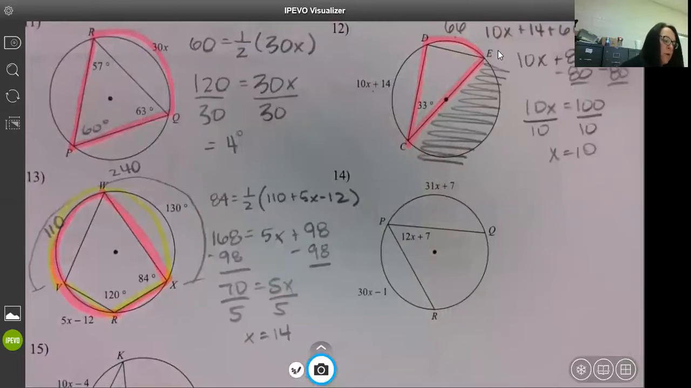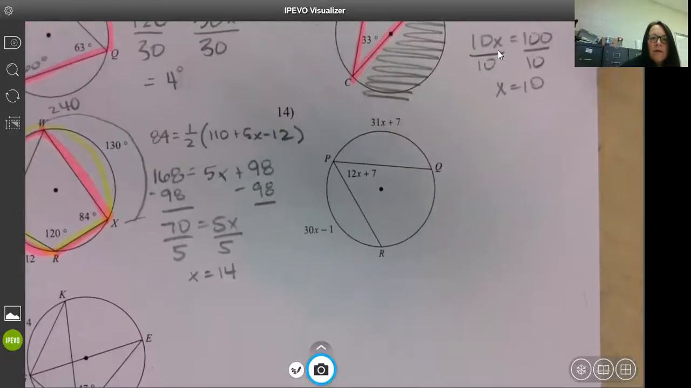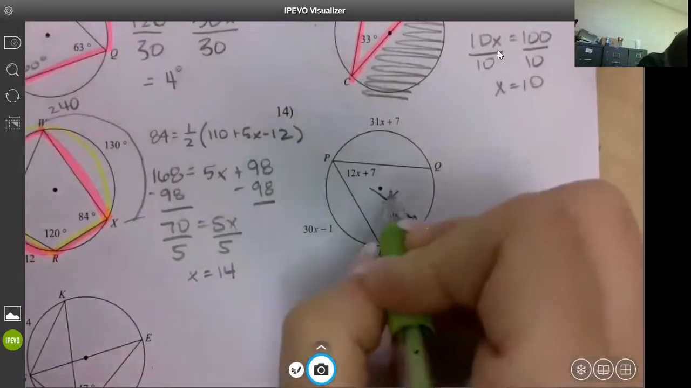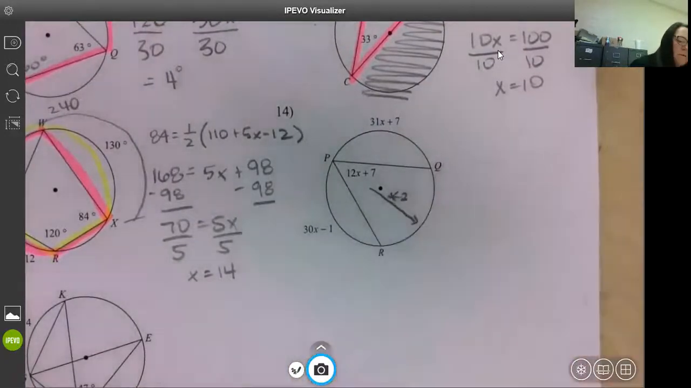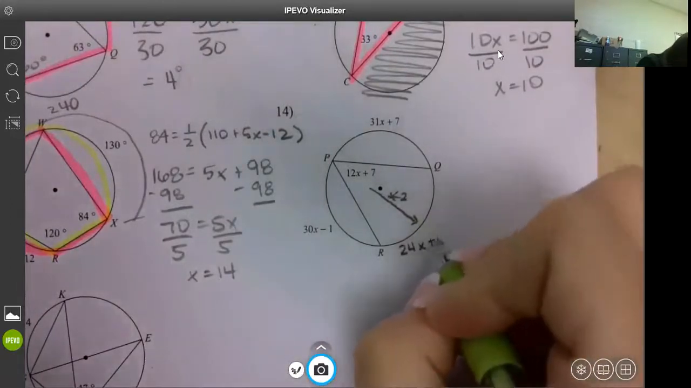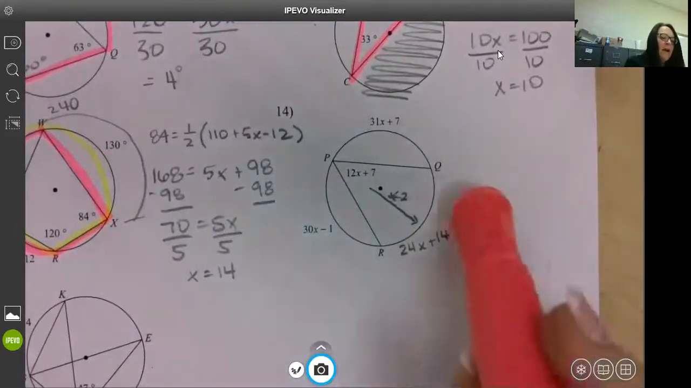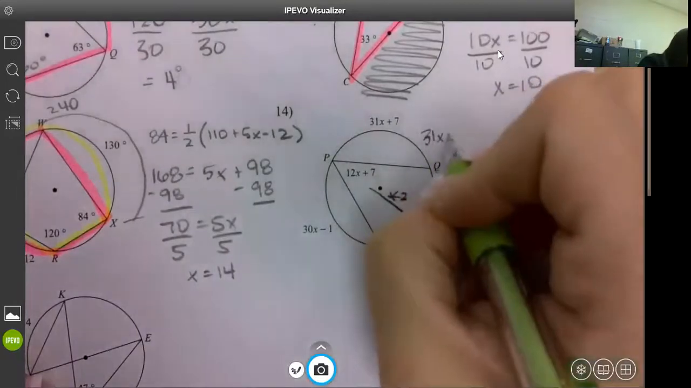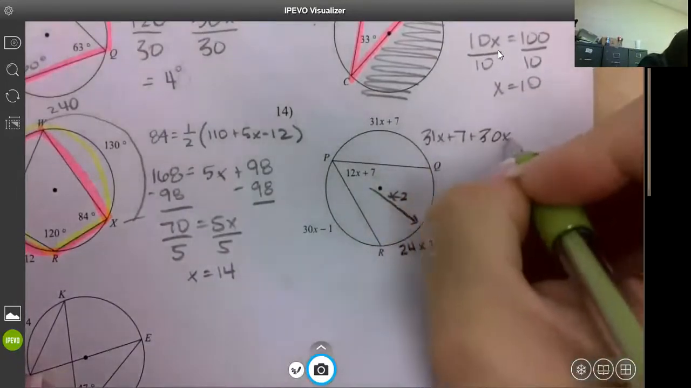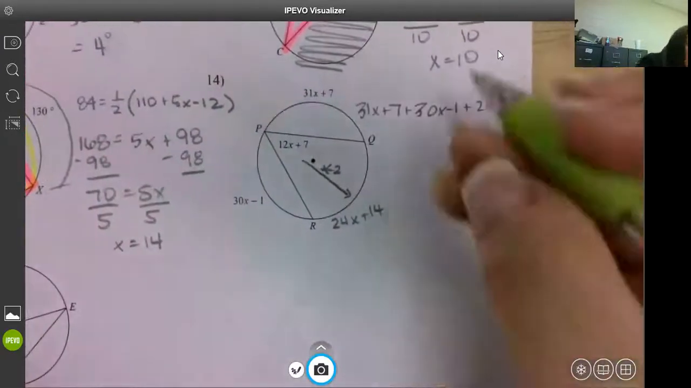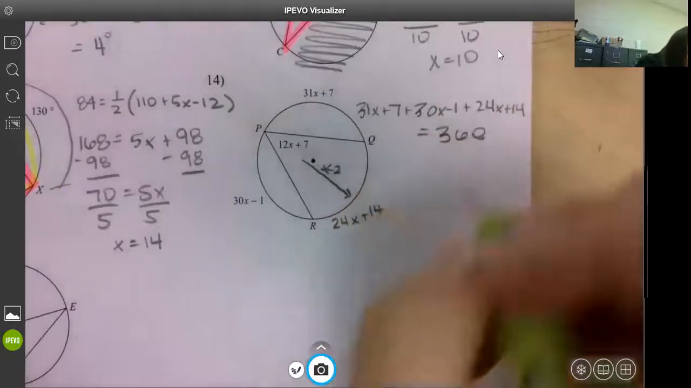All right, so 14, you kind of had one like this on your quiz, and I'm going to go over it again on that quiz video that I send out later. Remember that angle times 2 gives you your arc. So this arc is 24x plus 14. Now I have that full circle. So all of these added together, 31x plus 7 plus 30x minus 1 plus 24x plus 14 will give us that 360 or the full circle.